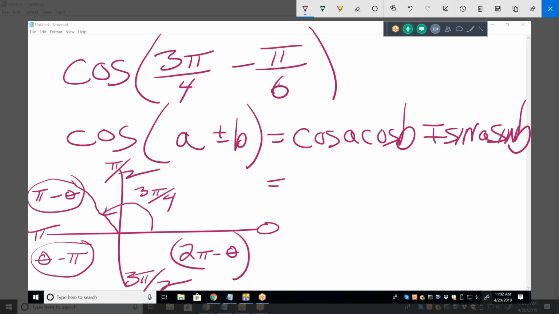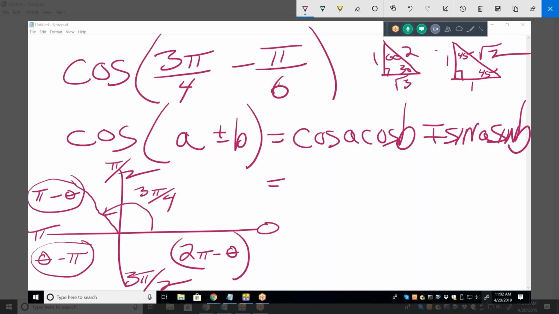So what is 3 pi over 4? What is the equivalent first quadrant angle there? Pi minus theta. Theta is 3 pi over 4. So that's pi over 4, right? Yeah. Okay. And the advantage of converting it to a first quadrant angle is that you always know these two triangles.